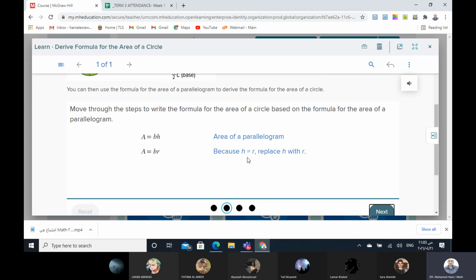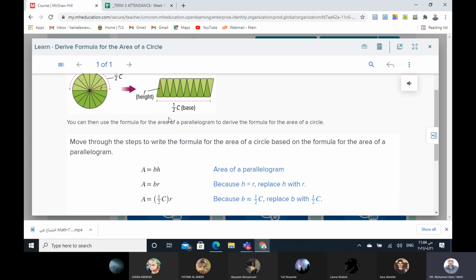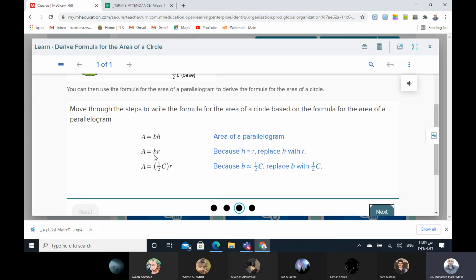And approximately the height around the radius. So we can substitute, put the value of height equal r. So the area A now equals the base times the radius. But the base equals 1 over 2 c, the circumference. So substituting here, put the value of the base as 1 over 2 times c.